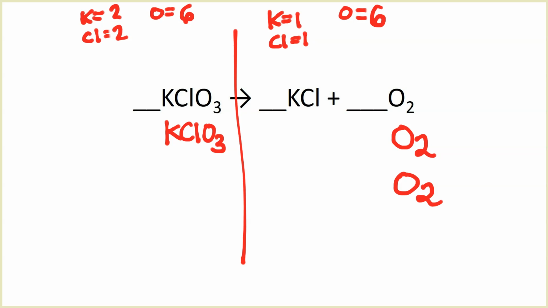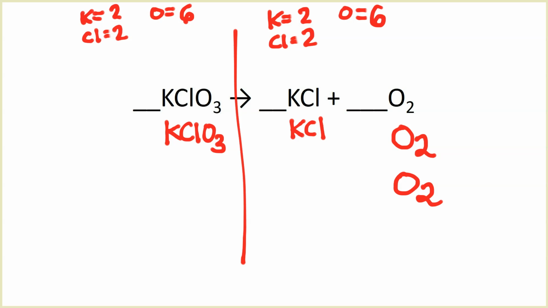So look at K. K is 2 on the left. On the right, K is only 1. So I need to copy K. But again, you copy the entire compound. So that changes K to 2 and the Cl to 2. K is the same. Okay, let's check the others. Cl 2 and 2, correct? O 6 and 6, so we're done.